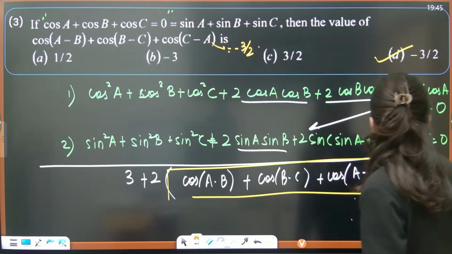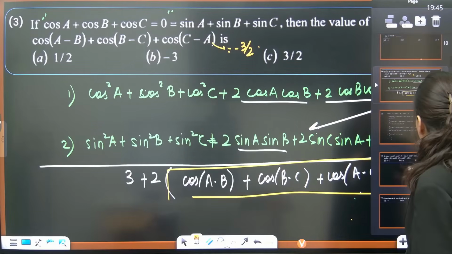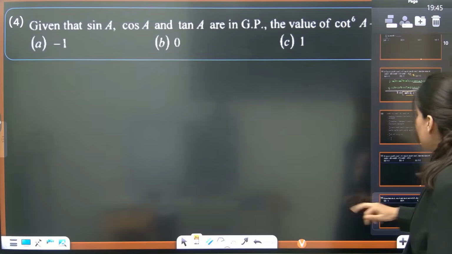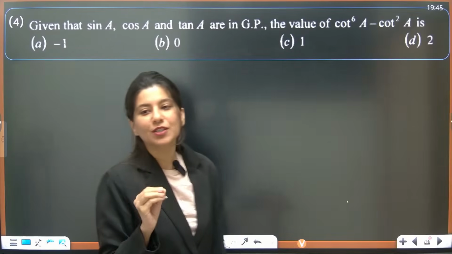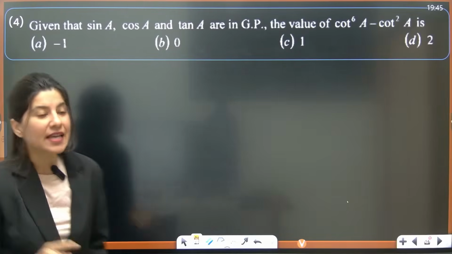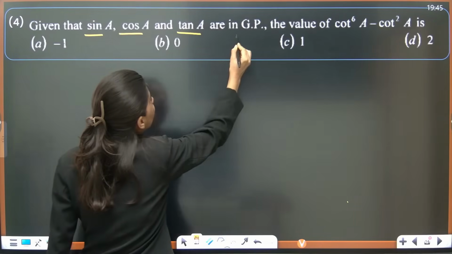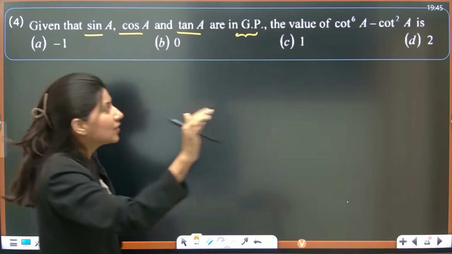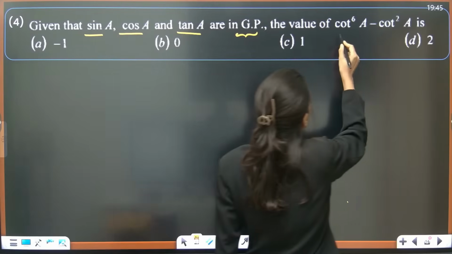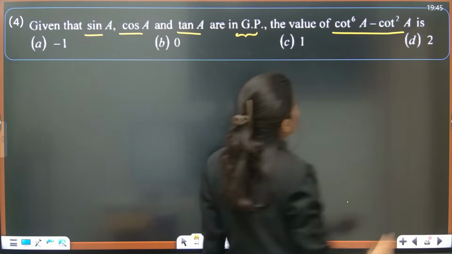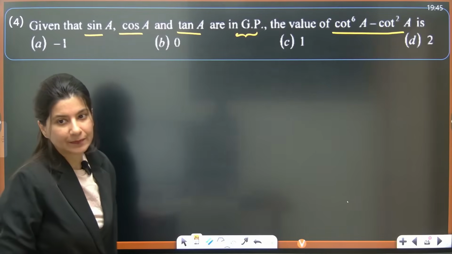Clear? Perfect. Now we are going to talk about the next question, again from the world of trigonometry, my dear students. Given that sin A, cos A and tan A are in geometric progression, a basic question, we need to figure out the value of cot power 6 A minus cot square A.